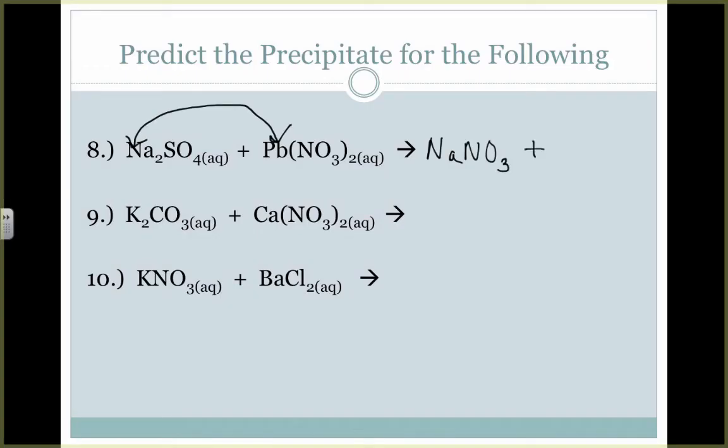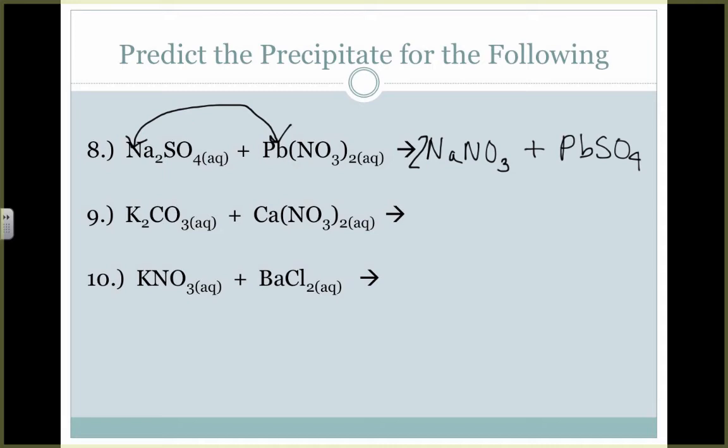We also know that lead has a positive 2 charge. If you weren't sure, you can tell because lead is combined with 2 nitrates, so it must be positive 2. And sulfate is a negative 2 charge. So these will also combine in a 1-to-1 ratio to give us lead sulfate. Now we have to balance the equation. So I'm going to put a 2 in front of our NaNO3 and our equation will be balanced.